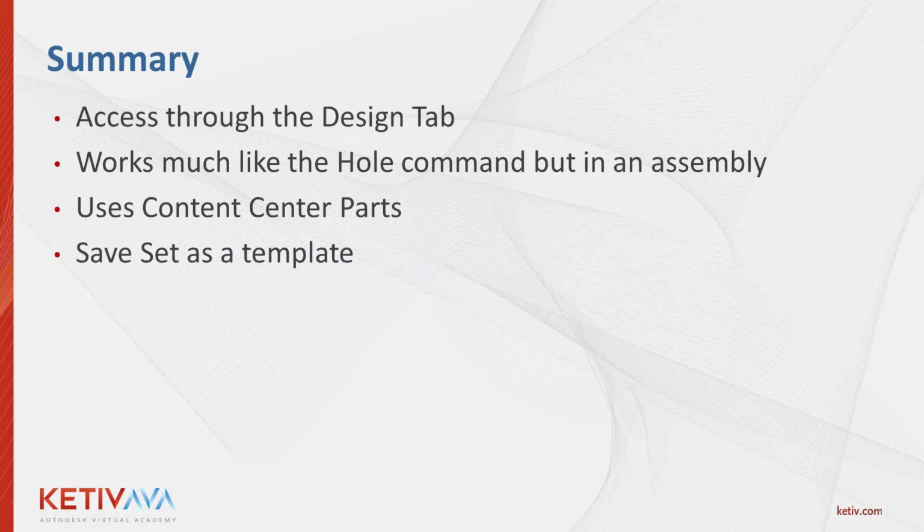So it works a lot like the hole command, but it's in an assembly, and it'll let you choose from a hole that exists already. You can linearly place it, or you can place it concentric to something else, and it's using parts from the Content Center. Don't forget you can save it and use it as a template. That is something that's per user, by the way, so it's not like you can just set up that template for everybody at this point, at least.